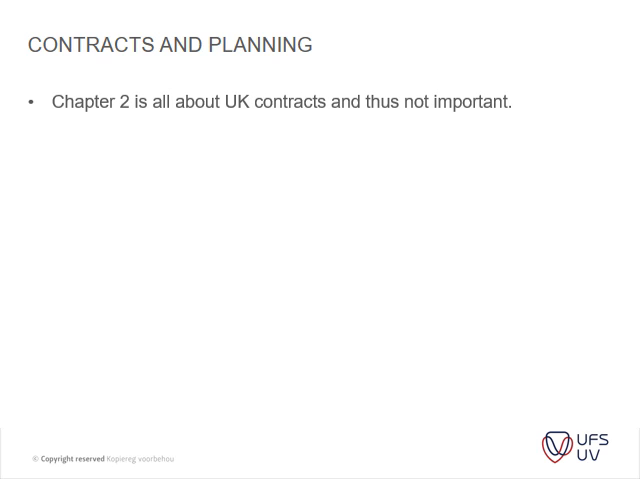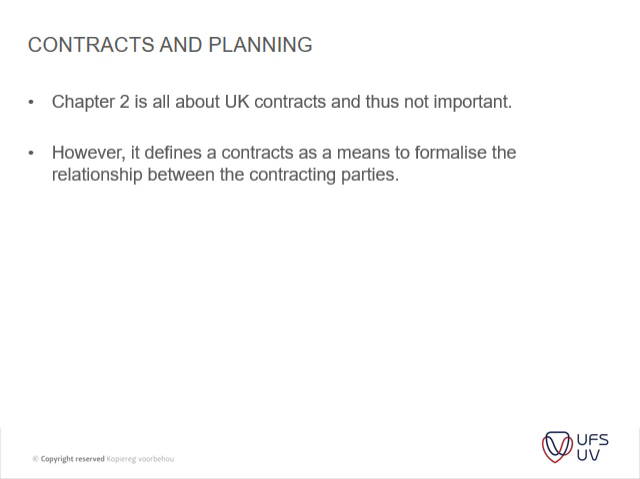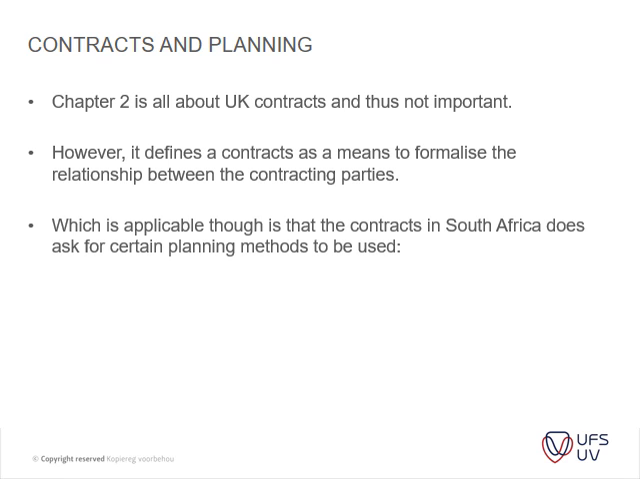Chapter 2 is about the UK, so what we're trying to do here is to draw some similarities, and you will see that I've highlighted some South African items in here as well. Chapter 2 is all about UK contracts, and thus not that important, however it defines a contract as a means to formalize the relationship between the contracting parties. So you can go through that. I'm going to look at South African contracts as well.